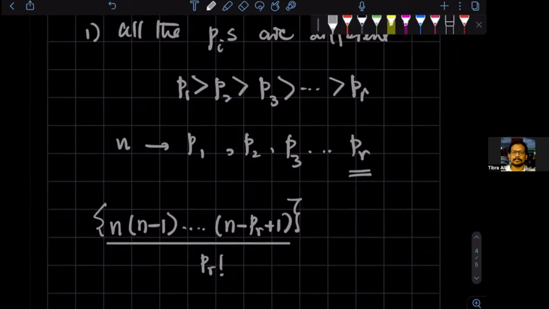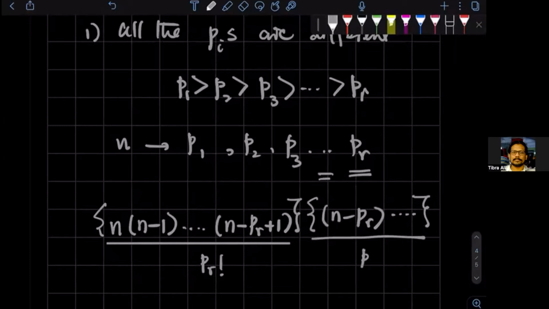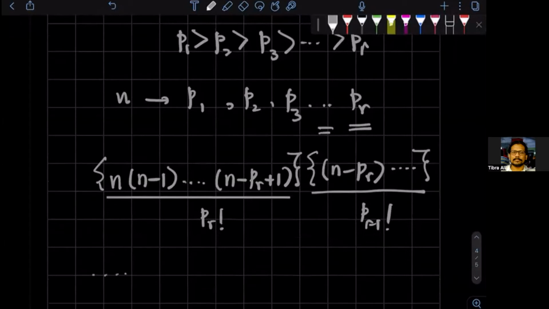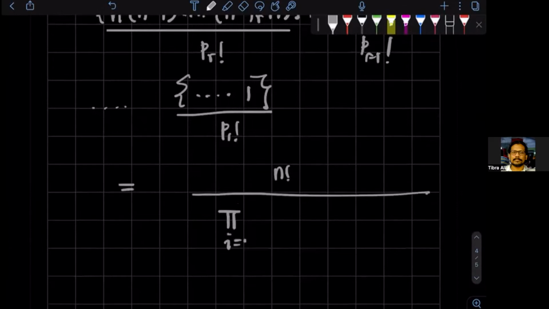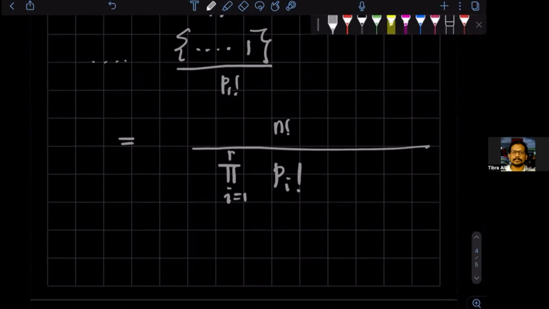Then we move on to the next one, where you can choose the first object in n minus PR ways, and you go down like that until the size, and then you divide by P(R-1) factorial. You continue doing that until you are down to only one bin, and that one you divide by P1 factorial. If we write this, we get n factorial in the numerator, and in the denominator the product over i from 1 to R of P_i factorial. These are the number of possible subsets, not the number of possible elements.